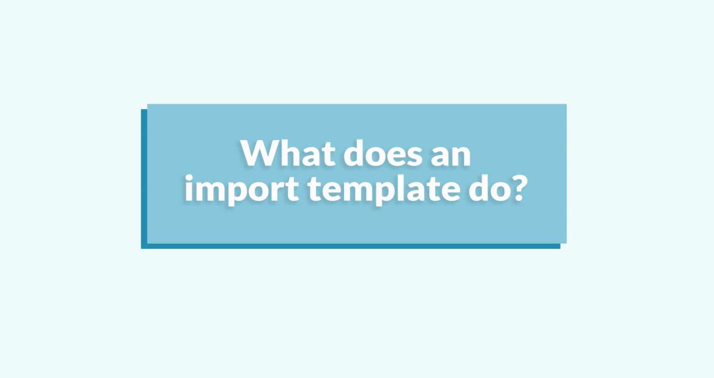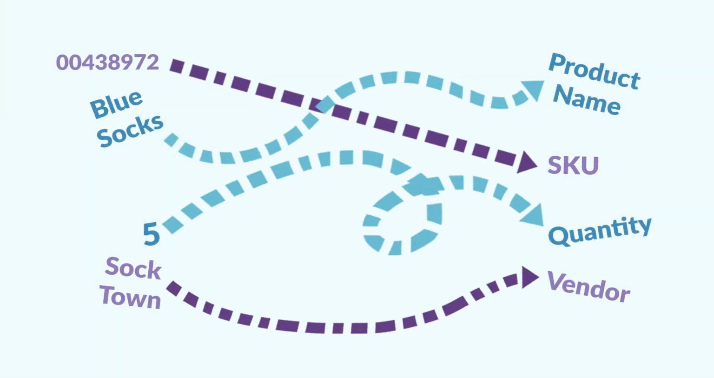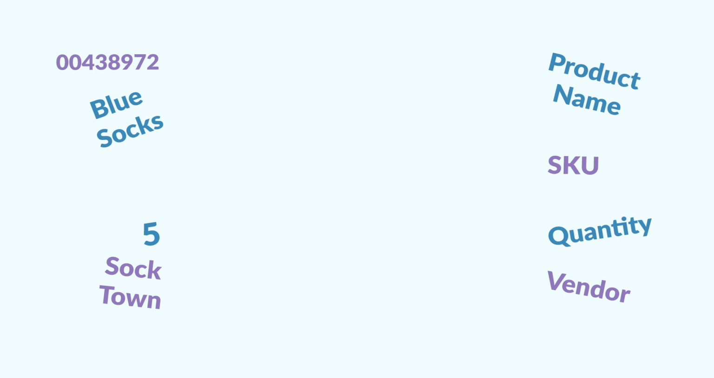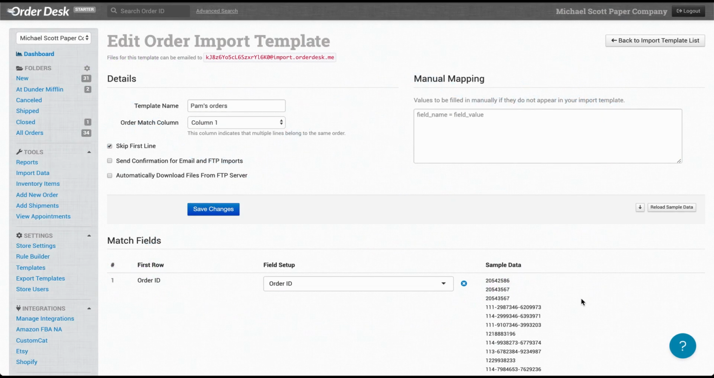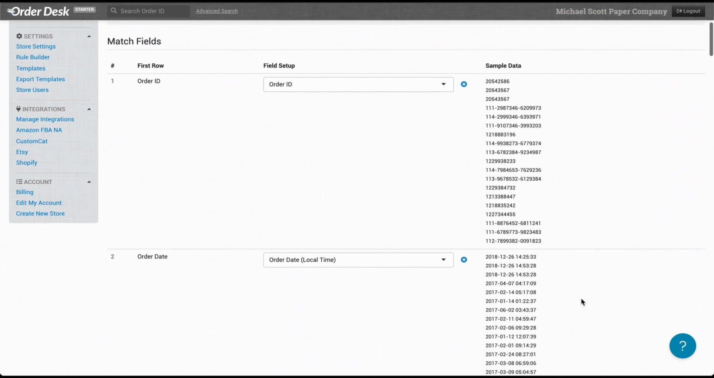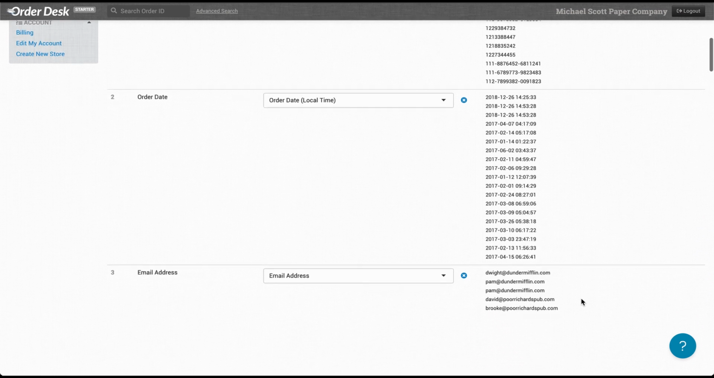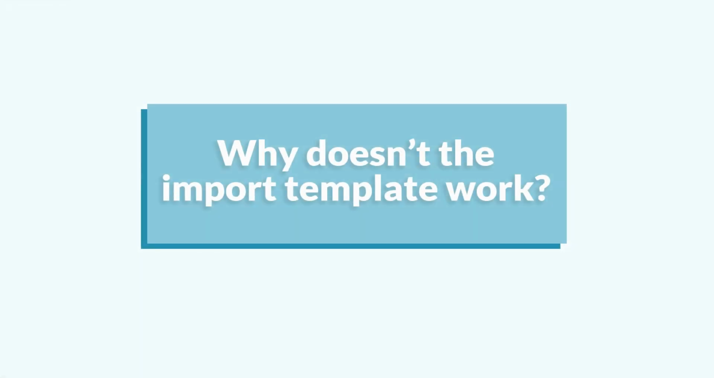What does the import template do? Once you've told Autodesk what type of file you want to import, you have to tell it what each of the columns in the file means. Since every file is unique, the app won't know what the information in the file means until you teach it what it means. This is what the import template does. It is where you translate your file into information that Autodesk can understand. This brings us to the third question.